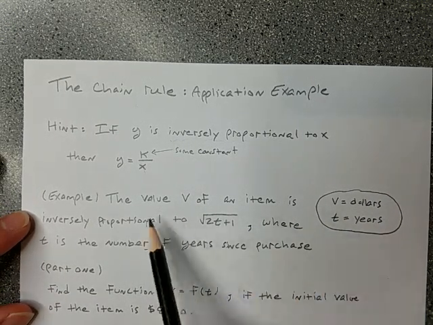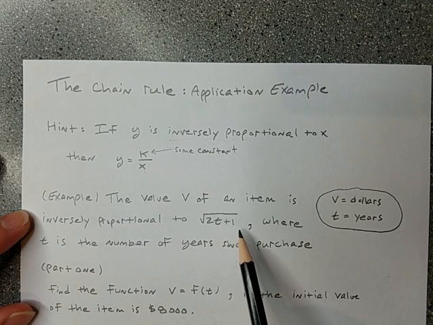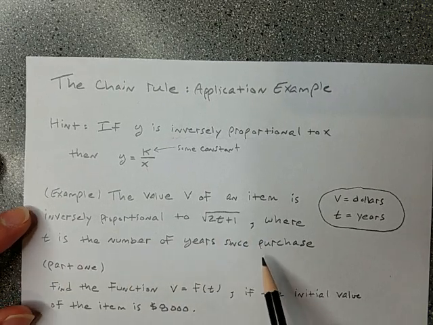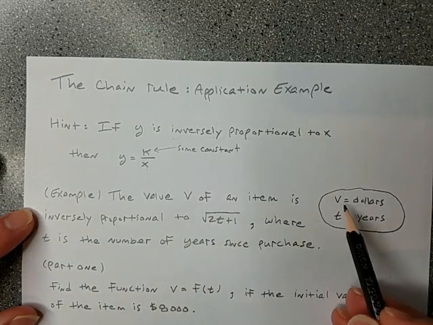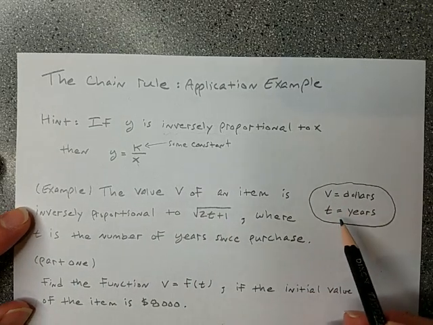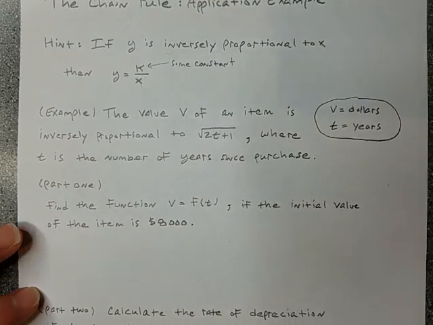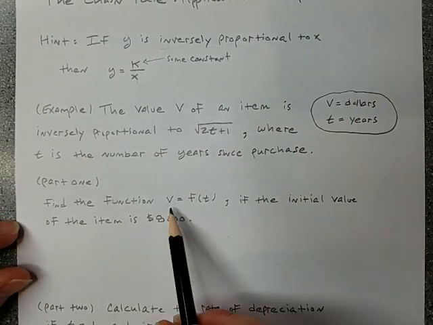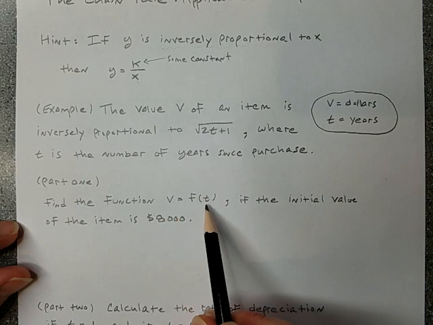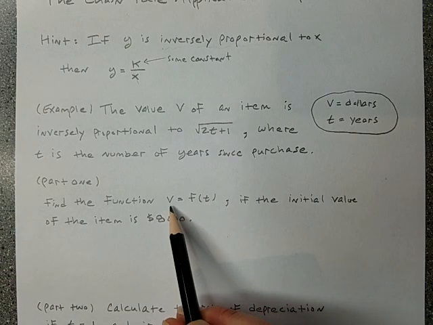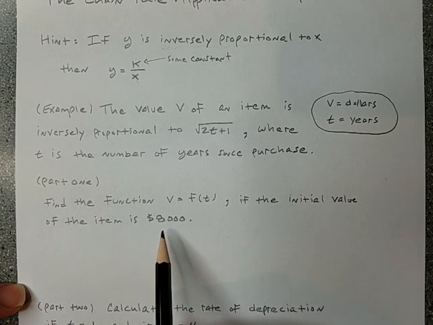All right, so the value v of an item is inversely proportional to root 2t plus 1, where t is the number of years since purchase. Okay, so as far as our units go, let's say that v is the value in dollars and t is the time since purchase in years. Okay, can you find the function v is a function of t, meaning a formula where I can plug in the time since purchase and calculate the value at that time if the initial value of the item is $8,000?